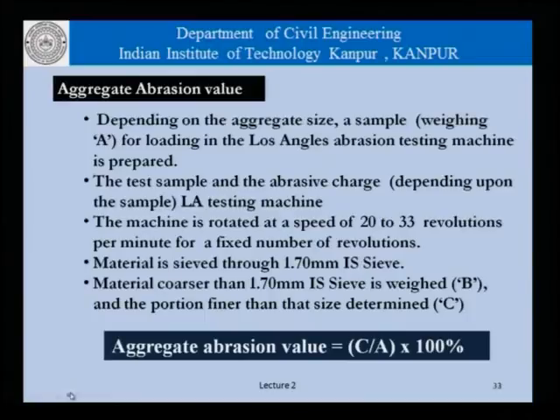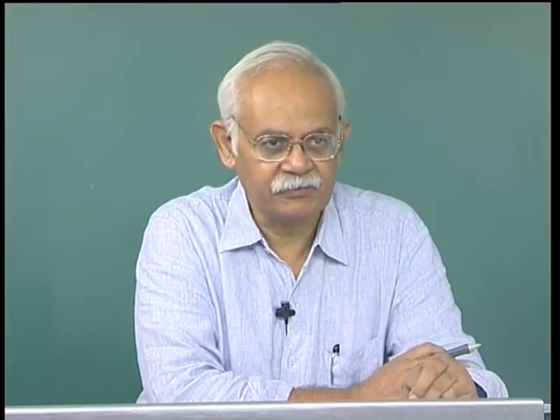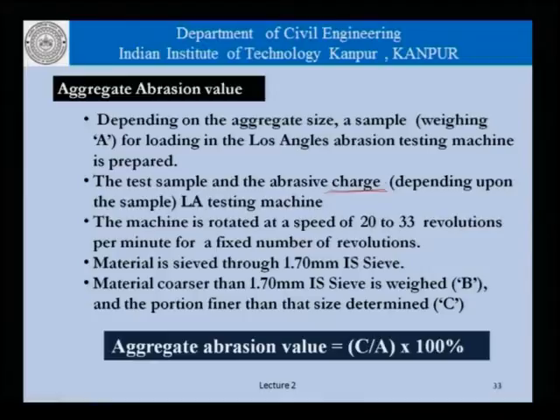Coming to the aggregate abrasion value, this test is carried out slightly differently. We take a certain sample weighing, let us say A, for loading in a Los Angeles abrasion testing machine. This test sample and an abrasive charge. Now, this charge is nothing but steel balls of a certain diameter having a certain weight, and a certain number of those balls constitute what is called the abrasive charge. They are placed in the Los Angeles testing machine, and the machine is rotated at a speed of 20 to 33 revolutions per minute for a fixed number of revolutions.